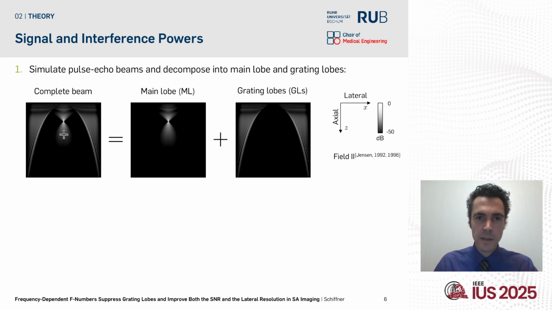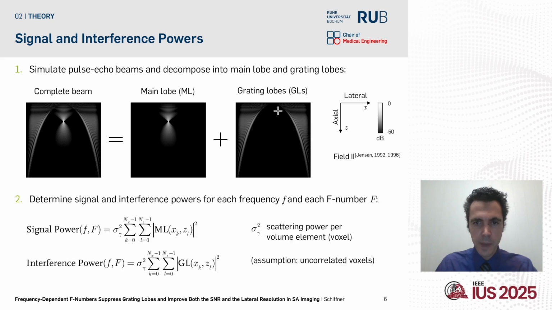To determine the effects of these relations on synthetic aperture imaging, the pulse echo beams were decomposed into a main lobe and grating lobes. This decomposition enabled computation of the signal and interference powers for each frequency and each F-number. The signal power, assuming a random medium with uncorrelated volume elements, is proportional to the energy of the main lobe. The interference power, in contrast, is proportional to the energy of the grating lobes.